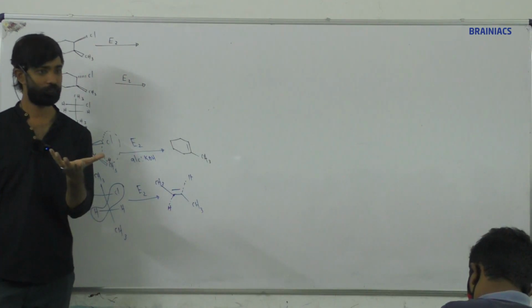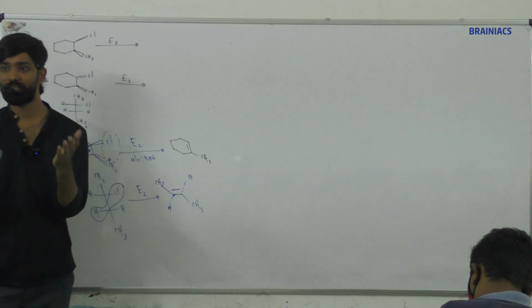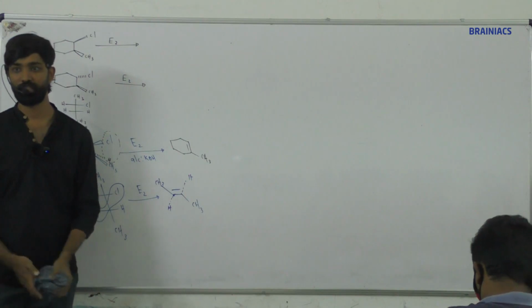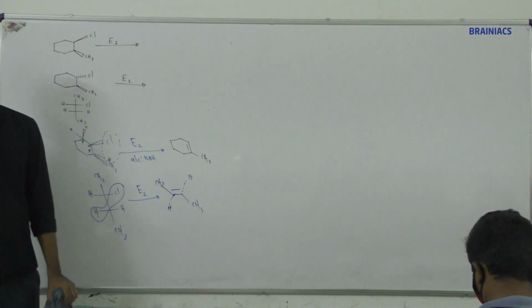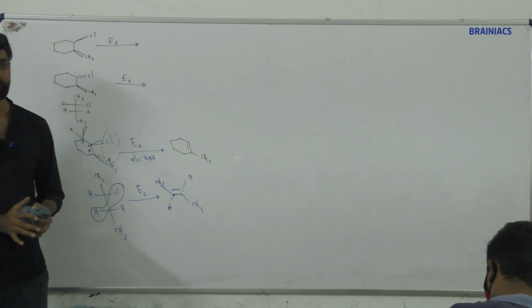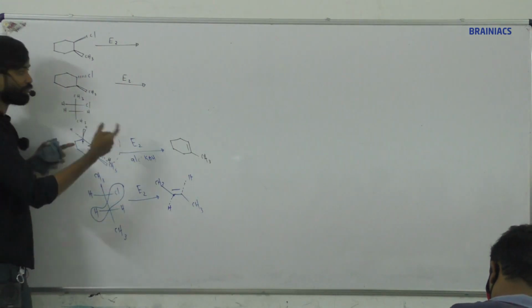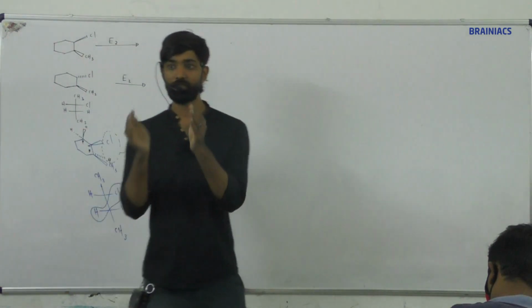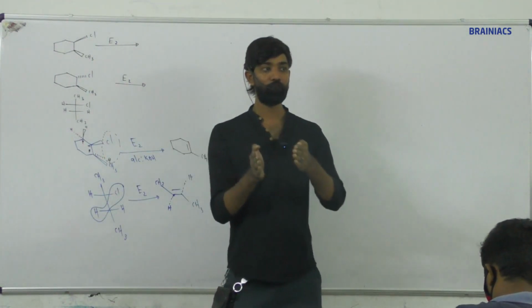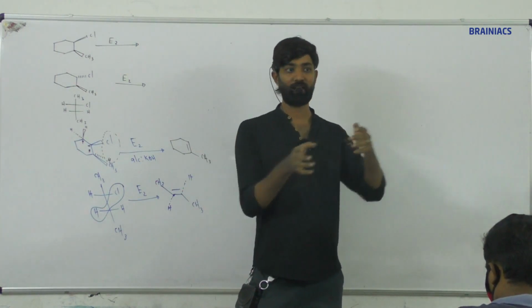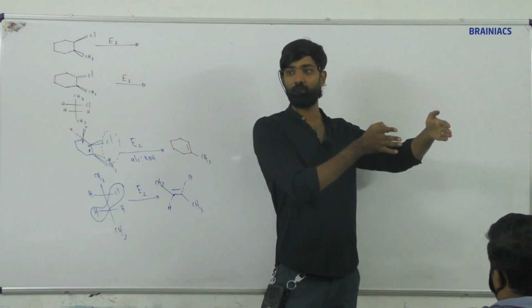Symmetric addition is very easy. You simply cleave the bond and add the same reagent on both sides. There is no controversy. The problem is in unsymmetric addition. The very same reverse reaction is here. That means alkene on halogenation: the bond is cleaved, two halogens are added to form vicinal dihalide.